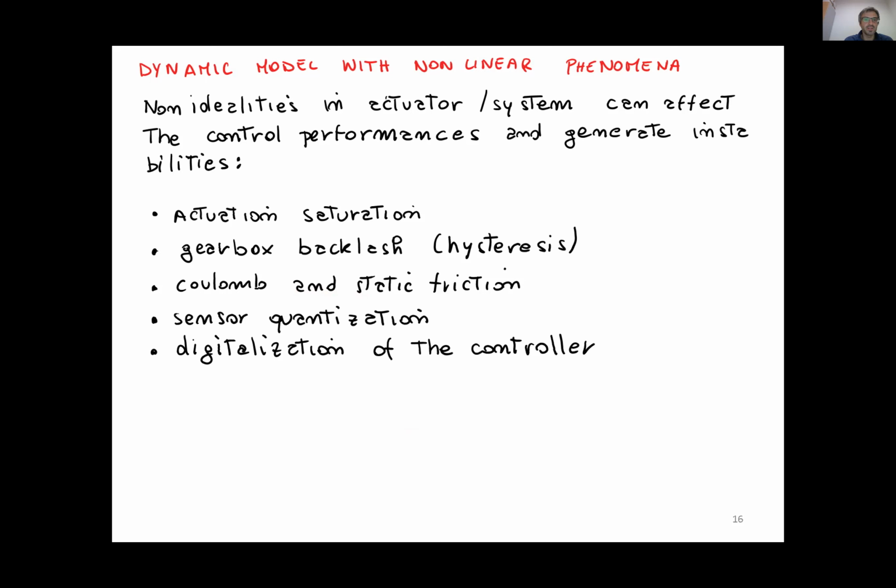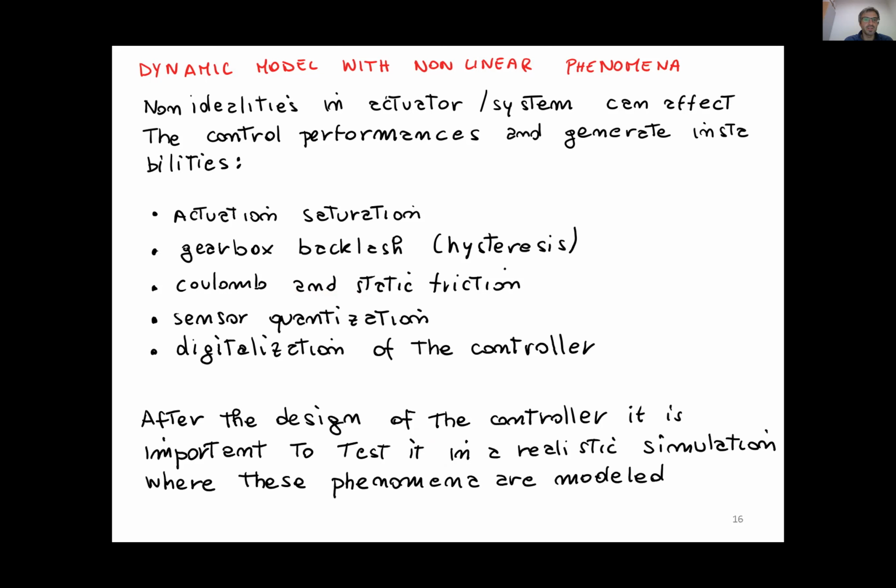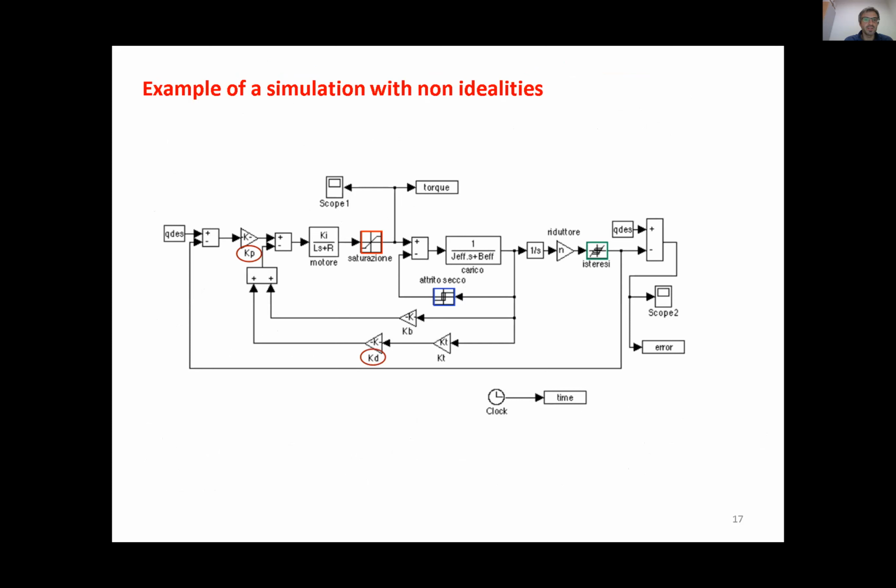And finally, this digitalization of the controller that we saw can introduce phase delay and instabilities, and we reduce the maximum values that we can set to the gains of our controller. So it sets a bound on the maximum values that we can set. And so whenever you design the controller on the system without all these non-idealities, it is good to test it by improving the simulation, making it more realistic, adding these phenomena, and see how the controller is still behaving, if it's still behaving good or bad.